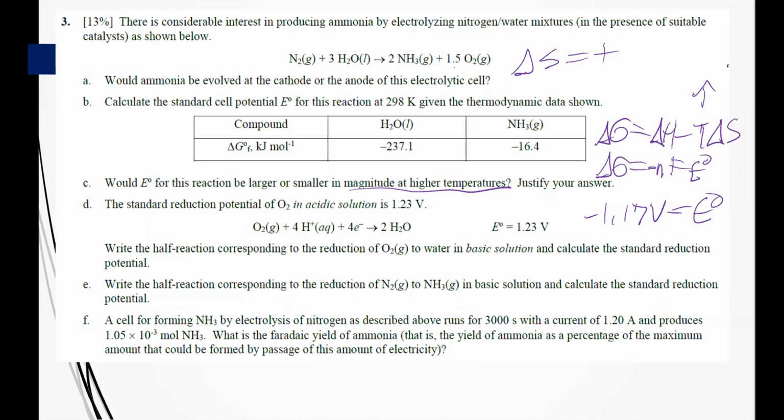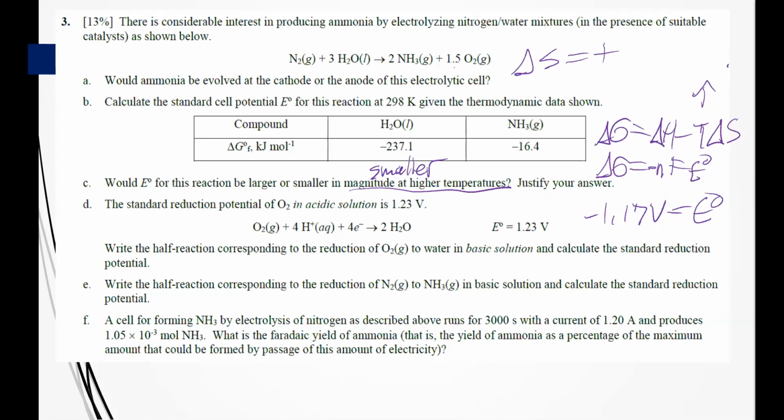And since our E naught is tied to our delta G, as our delta G becomes smaller, our E naught is also going to become smaller or less negative. It's just because they're both proportional to each other. The sign is different, right? Delta G was a positive sign, E naught was a negative, but it doesn't really change things, because we're talking about magnitude, so they're both going to move closer and closer to zero.